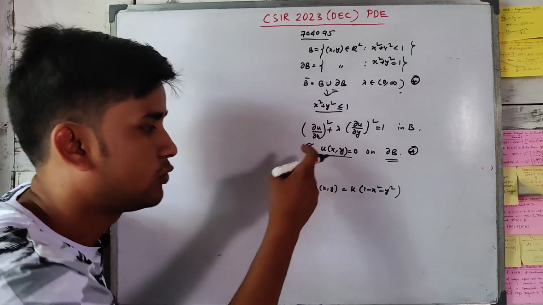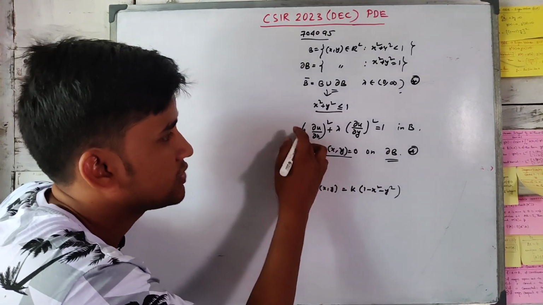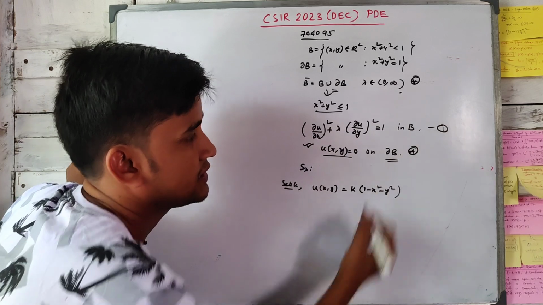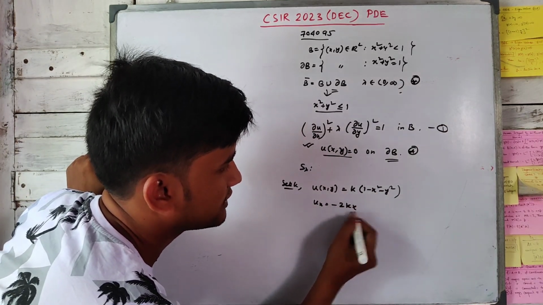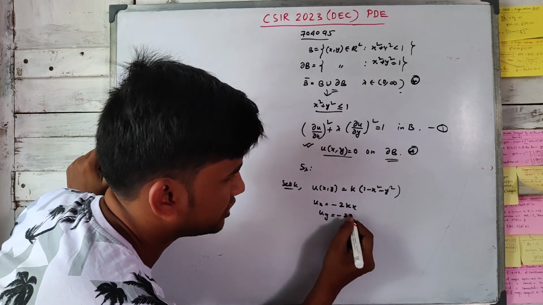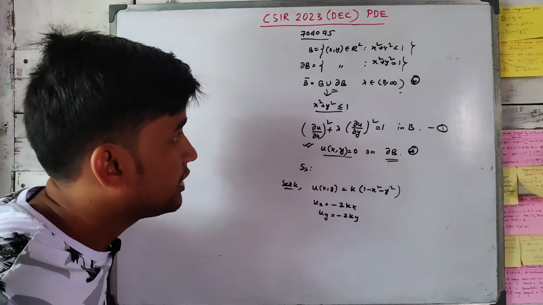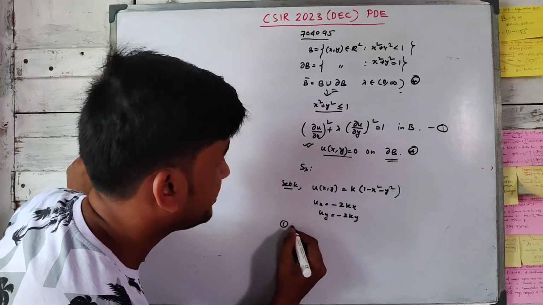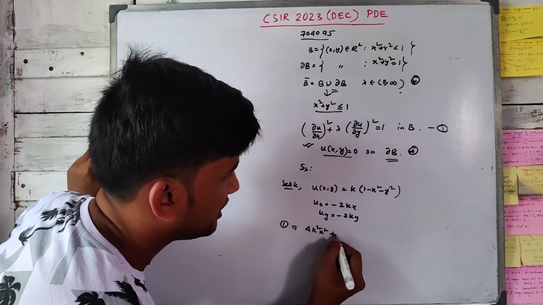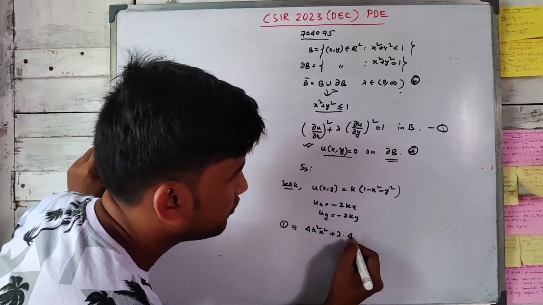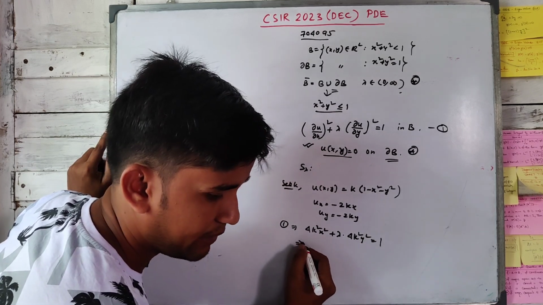Now if we put this u into the equation, which is equation number 1, the original PDE: u_x equals minus 2kx and u_y equals minus 2ky. Now if we put these in equation 1, then it becomes 4k square x square plus lambda into 4k square y square, which is equal to 1. So this implies what?